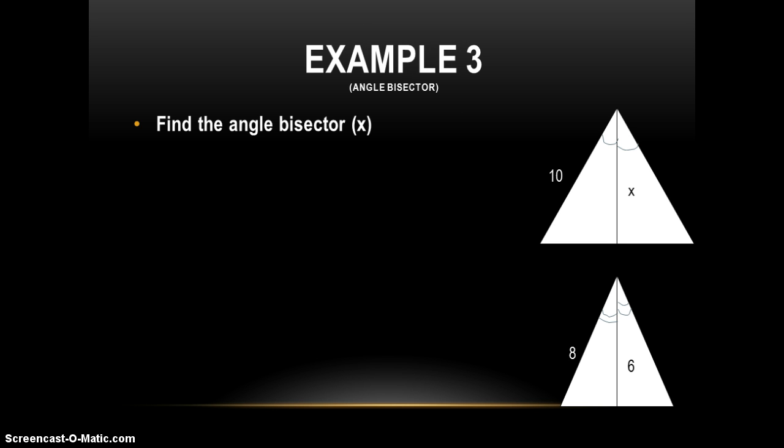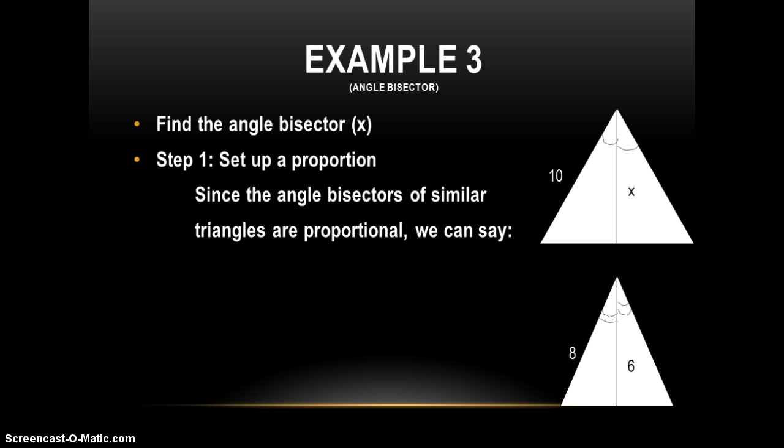Example 3, we're going to use our angle bisectors. So we want to find the angle bisector, which is x. So step 1, we're going to set up a proportion. Since the angle bisectors of similar triangles are proportional, we can say that 10 over 8, which are corresponding sides, equals x over 6, which are corresponding angle bisectors.